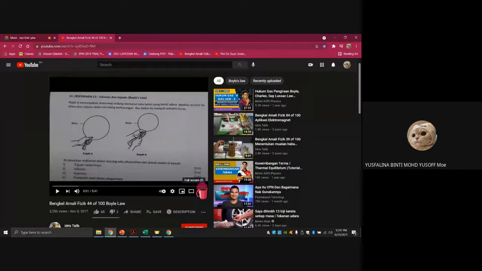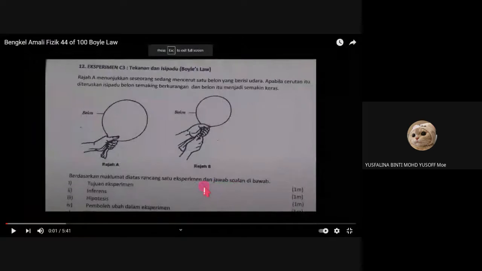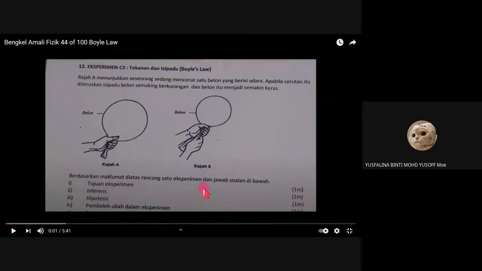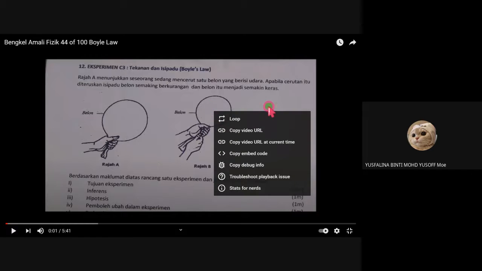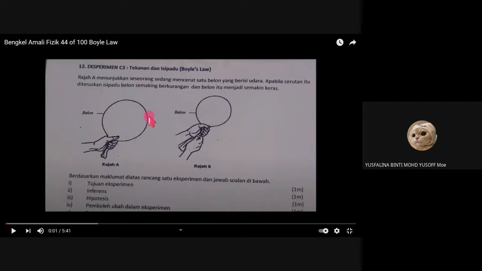So this is a sample of the experiment of Boyle's law. They use a balloon here. This is the old format, KBSM. Inside of it, these are air molecules. Then you can see the volume decreases. When the volume decreases, the pressure inside must be higher.